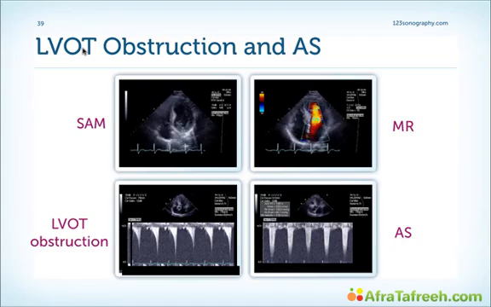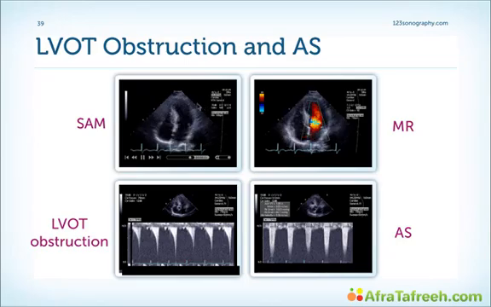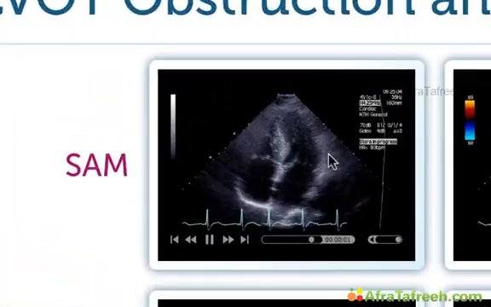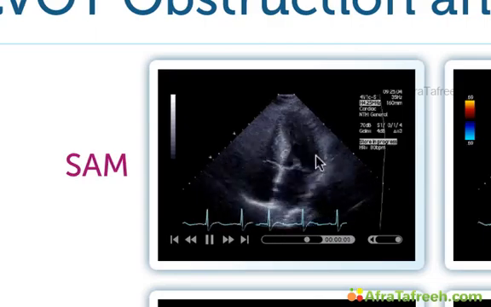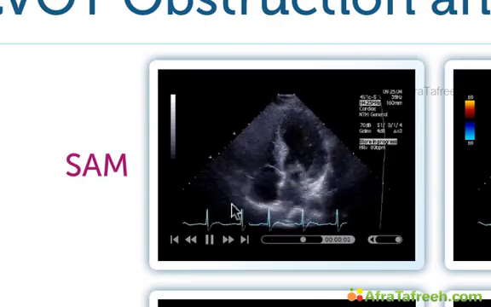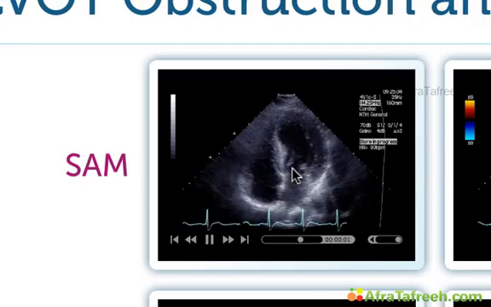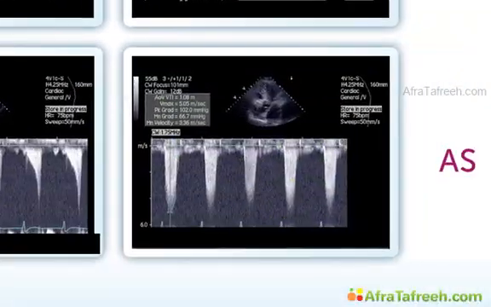Here we have a patient who has both LVOT obstruction and aortic stenosis. So you can see there is concentric left ventricular hypertrophy. The ventricle is very hyperdynamic, which predisposes to obstruction. And here is the SAM phenomena of the anterior leaflet. And the patient also has mitral regurgitation.